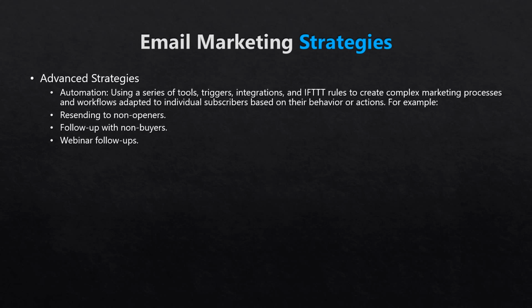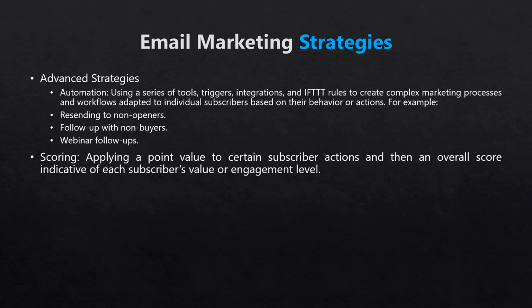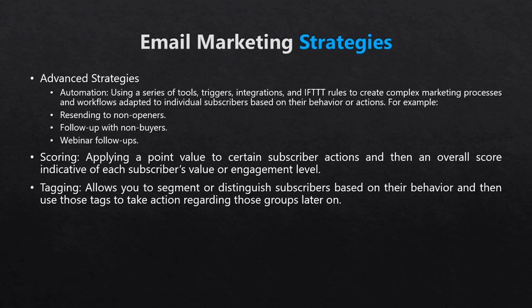All of this would be done automatically by an automation system, which most, if not all, major autoresponder platforms offer these days. Some further advanced developments have been added to or incorporated into the recent automation trend. Scoring is a method by which your email platform applies a point value to certain actions, such as opening, clicking, or buying, contributing to an overall score designed to give you a quick idea of how engaged or valuable a subscriber is. Tagging is another development and allows you a way of segmenting or distinguishing subscribers based on their behavior.